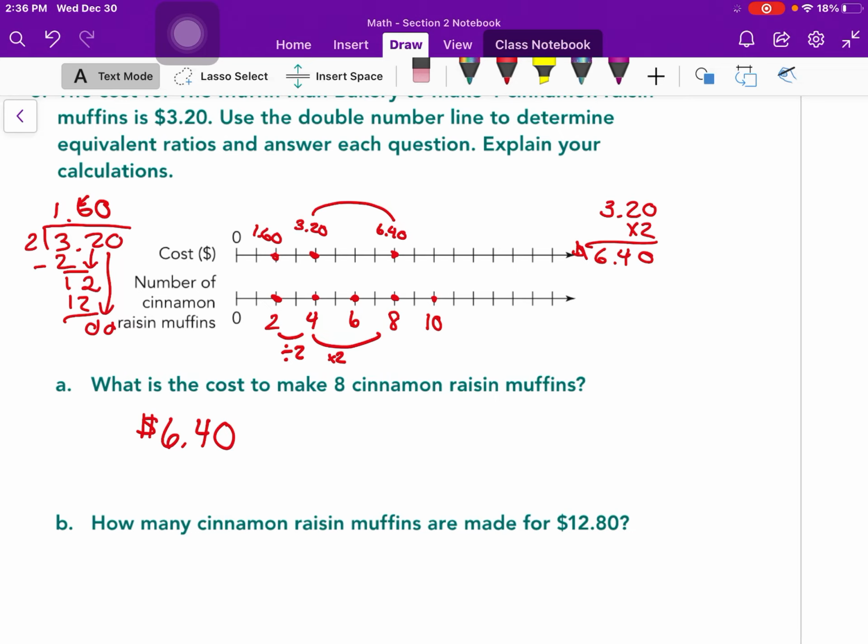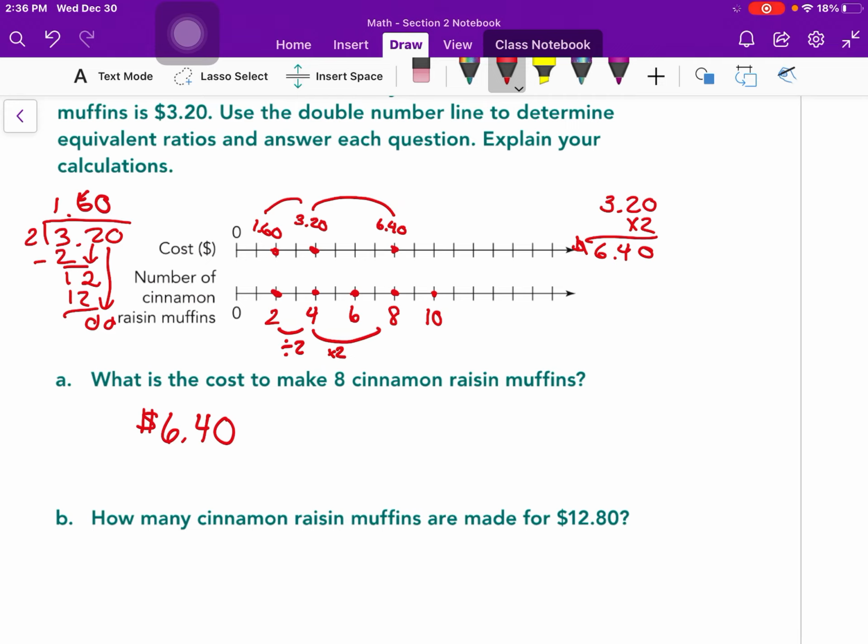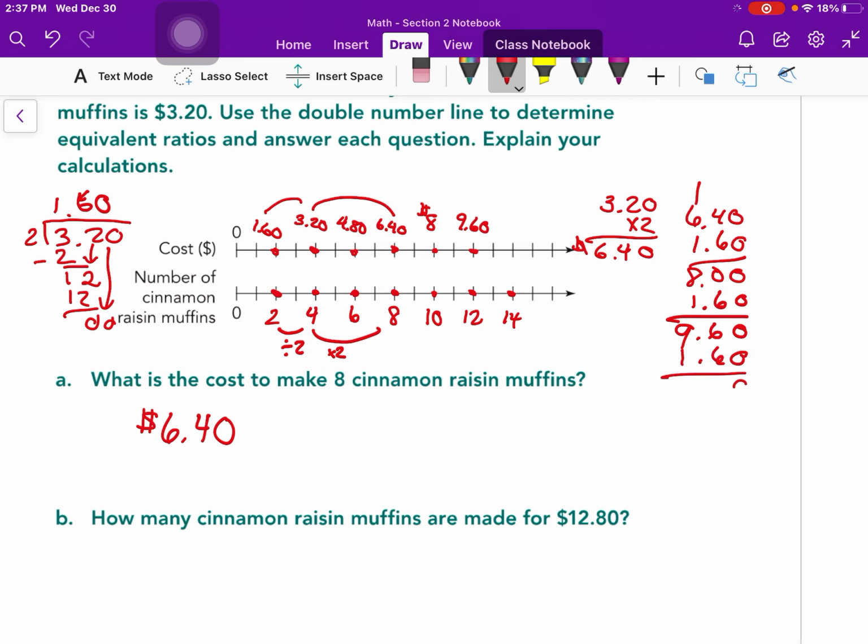$12.80. Let's see. It looks like we're adding $1.60 each time, each set of 2 muffins, right? So if I add $1.60 to $3.20, I get $4.80. And if I add $1.60 to $6.40, I get $8. And then if I add $8 and add $1.60, I get $9.60. That would be for 12. And let's go to 14 and add $1.60. Look at that. 12.20. What did I do wrong on here?